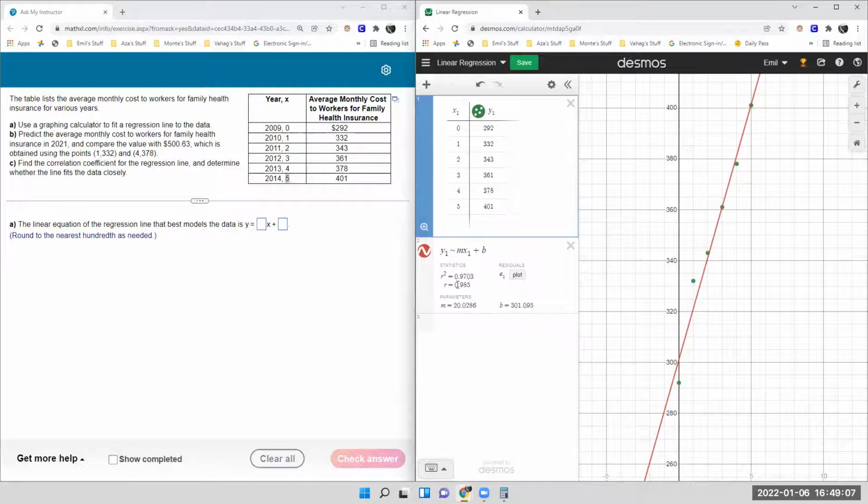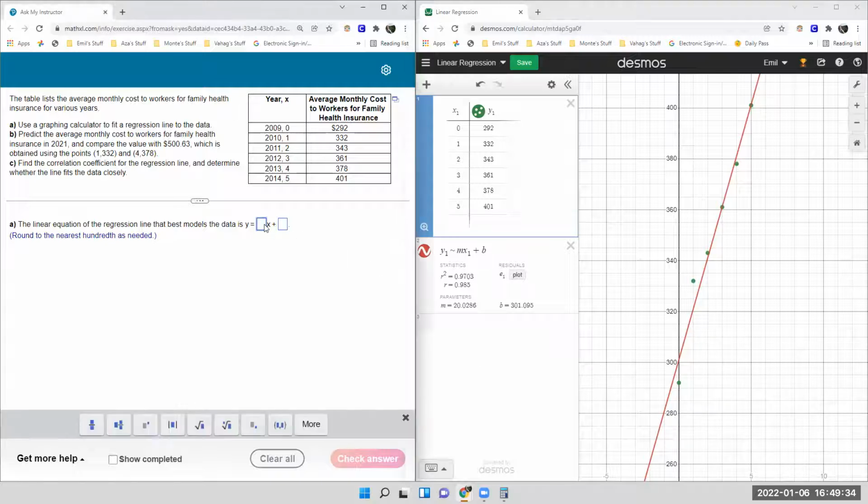Now, when R is positive, it means that we have an increasing line, and when it's negative, we have a decreasing line. You want this number to be close to 1. The closer it is to 1, the better is the fit of this line along the scatter plot. So in this case, we have 0.985, which indicates that the line indeed fits very well when it comes to these points. So over here, to answer the first question, we just need to enter the slope, which was 20.02. Actually, it's 20.03 because we need to round to the nearest hundredth. And then 301.1 would be better. Okay, so that should do it.